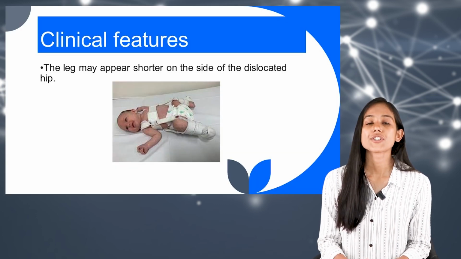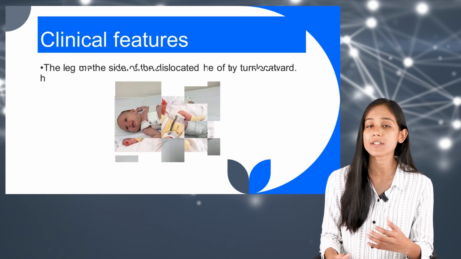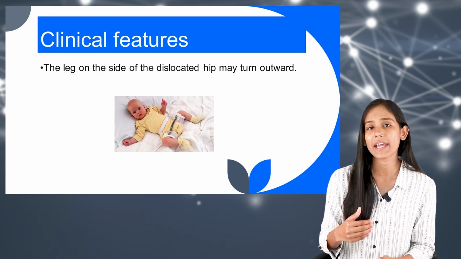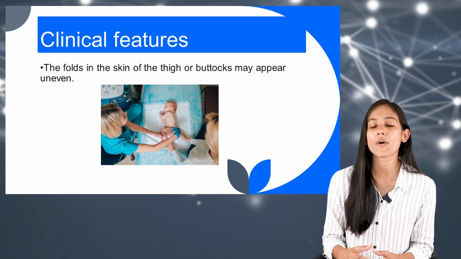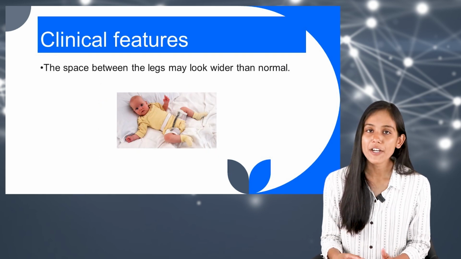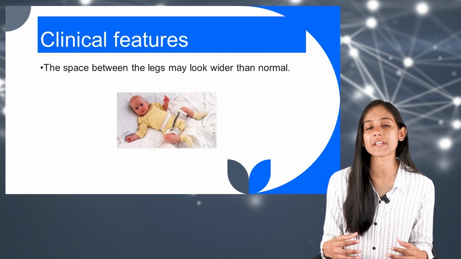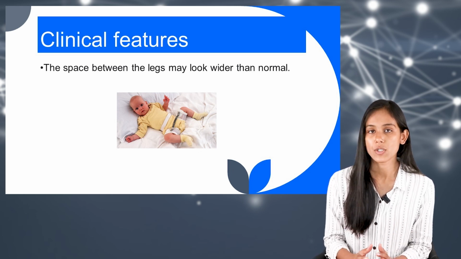The clinical features can be different for each child. However, there are certain clinical features which are common for dysplasia of hip. The leg may appear shorter on the side of the dislocated hip, and this leg may turn outward. The folds in the skin of the thigh or in the buttocks would appear uneven. And apart from these things, the space between the two legs may appear wider than normal.